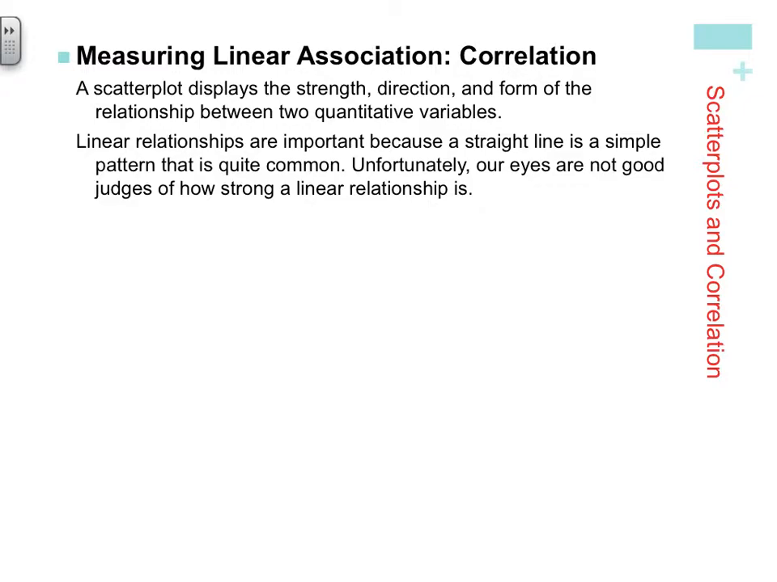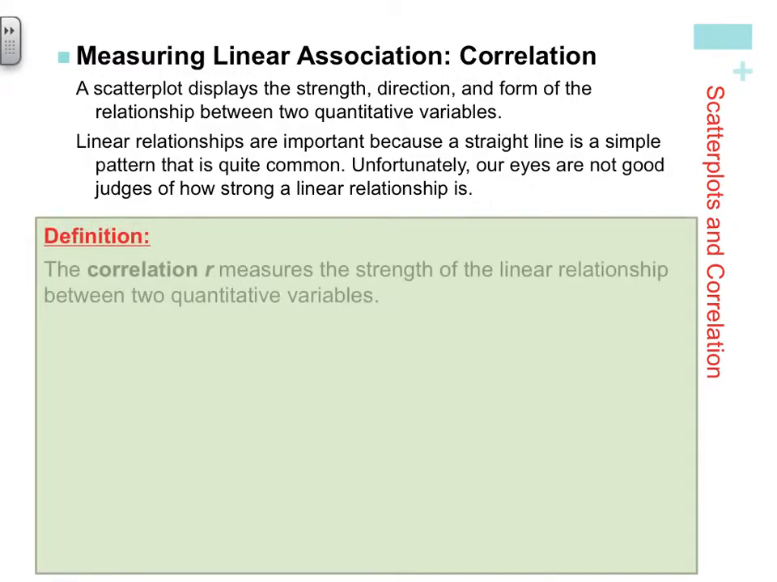So far everything that we've seen has been relatively strong because we haven't really seen anything that has deviated much from that linear pattern. Unfortunately, our eyes are not very good at judging how strong a linear relationship is. Sometimes it's easier than others, but definitely we can make a comment on whether we think it's strong, moderate, or weak. But ultimately, our eyes are not the best judge of that.